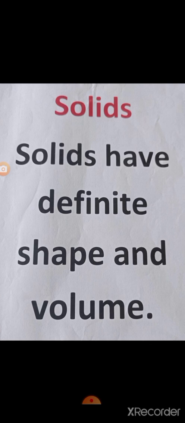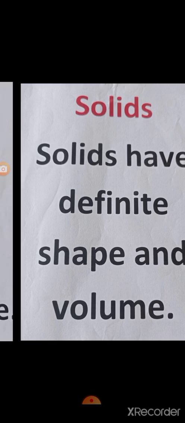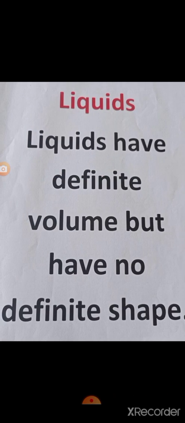Let's revise again the definition of solid. Solid has definite shape, mind it. It has definite shape because of the greater force of attraction between the tiny particles in it. Okay, solid has definite shape and also a definite volume. In liquid, liquid has definite volume but has no definite shape.